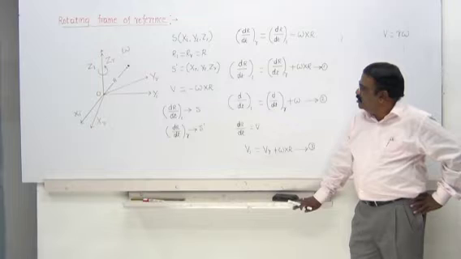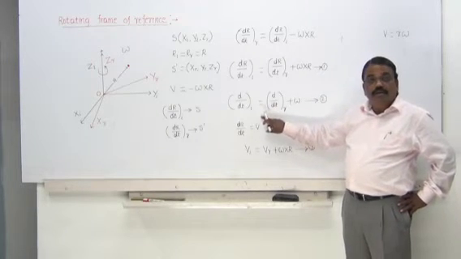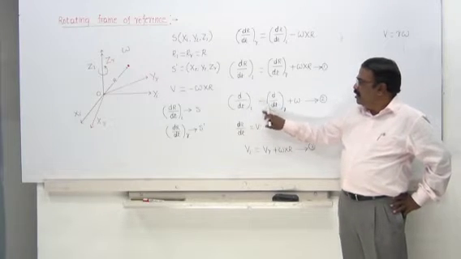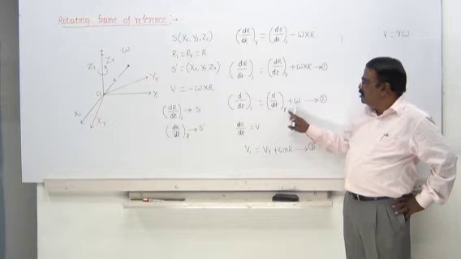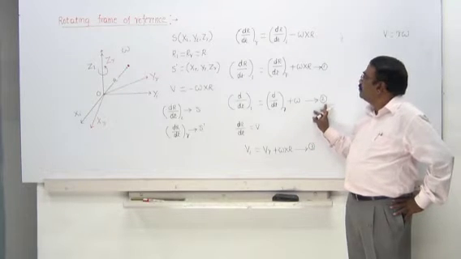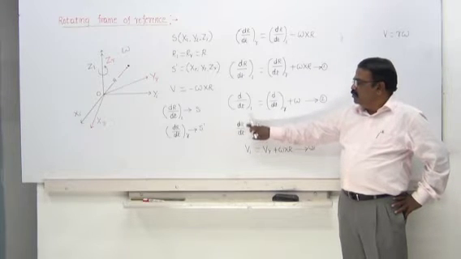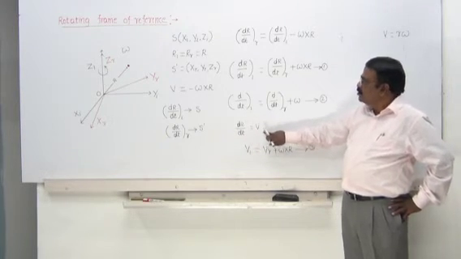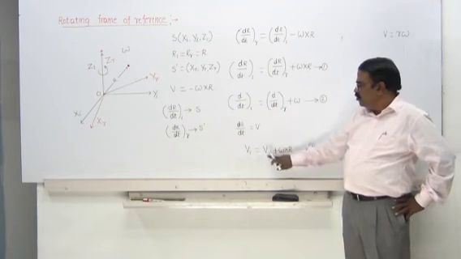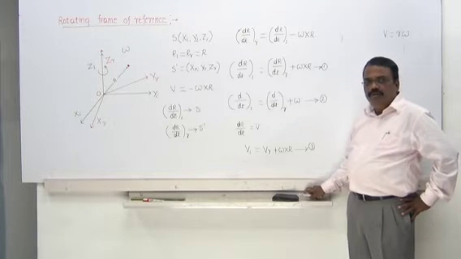This equation 1 may be written in the form of an operator equation. That is, d by dt I is equal to d upon dt r plus omega, call this equation 2. But the rate of change of position is the velocity. Substitute this in equation 1: Vi is equal to Vr plus omega into r, call this equation 3.